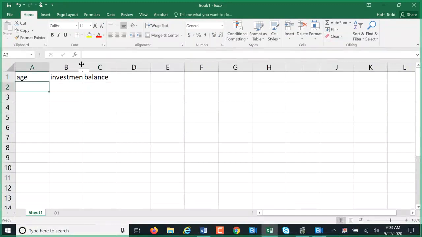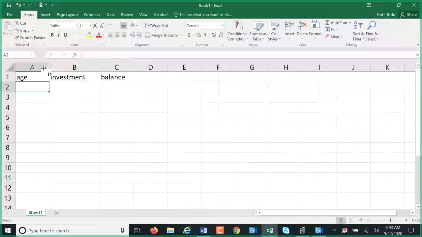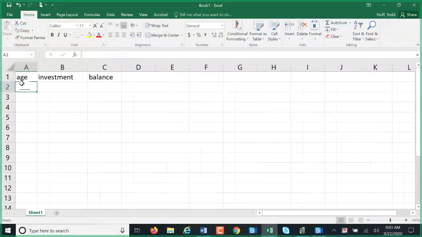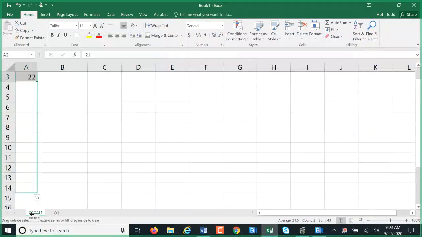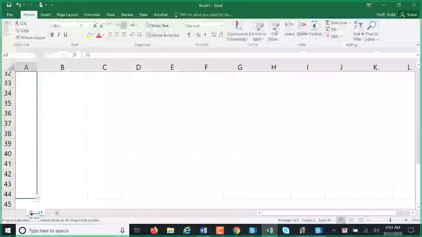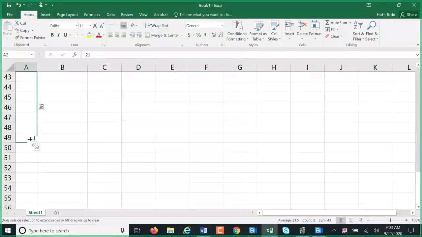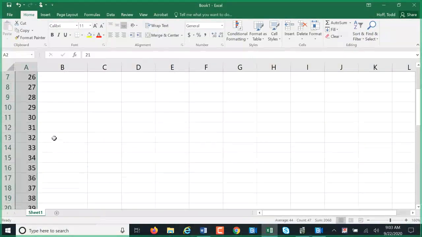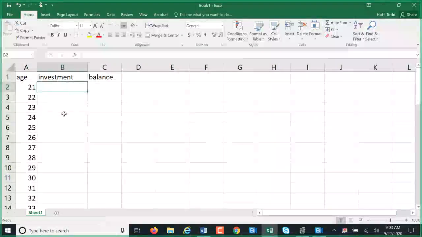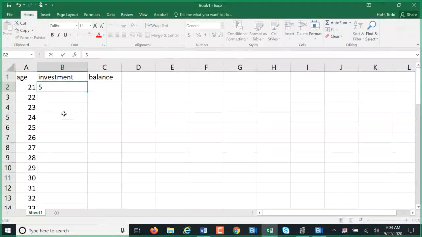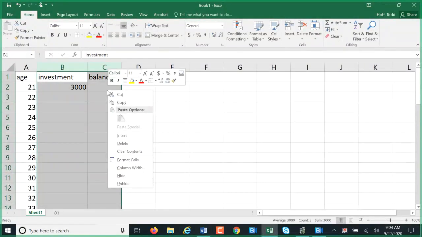So let's start out at a young age here. We'll have you start out at 21, and we're going to go up to age 67 again. And let's just pick a number. Let's say only $3,000 per year is what we're going to invest. I'm going to turn these into currency quick.